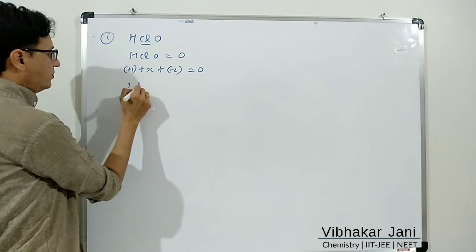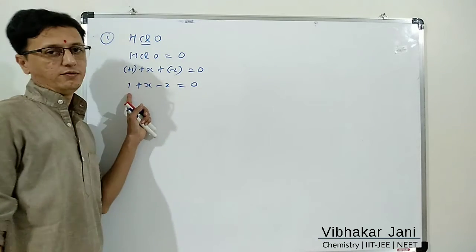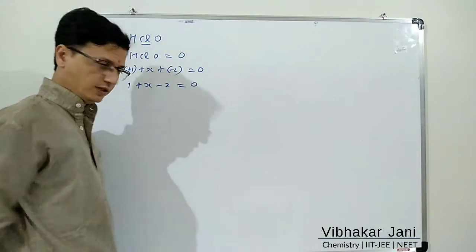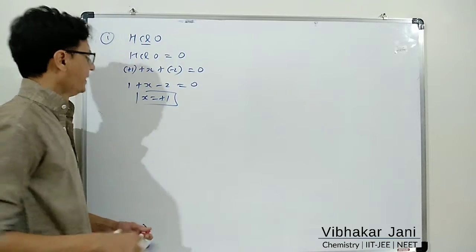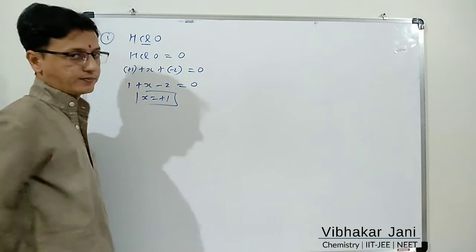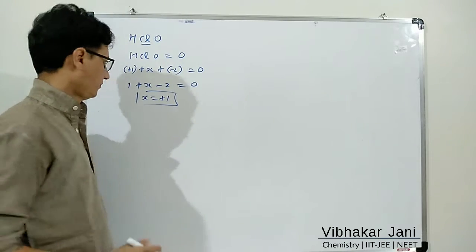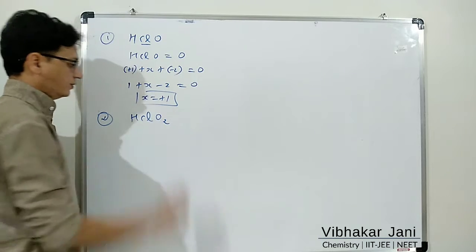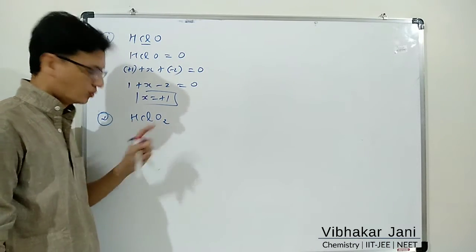So here 1 plus x minus 2 is equal to 0. -2 plus 1 will give us -1, and if that -1 goes to the other side of equal to, then we will have +2. Wait, so here in HClO, the oxidation number of chlorine is +1. Now look carefully at the second example. HClO2. This is only HClO, while this is HClO2.